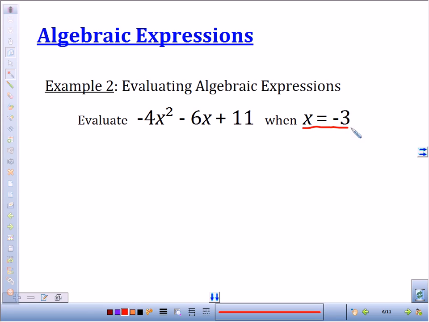Since x equals -3, all I want to do is rewrite this expression. Anywhere I see x, I'm going to replace it with -3. I'm not going to change anything else until I start to use the order of operations to simplify and evaluate the expression. So, let's start with our substitution. All right, we want to substitute.